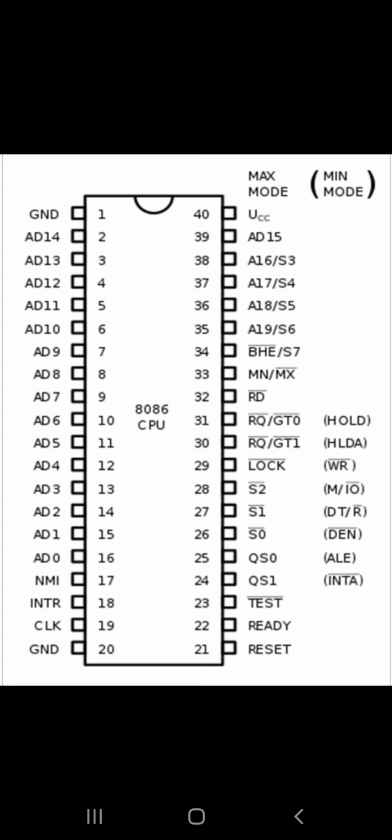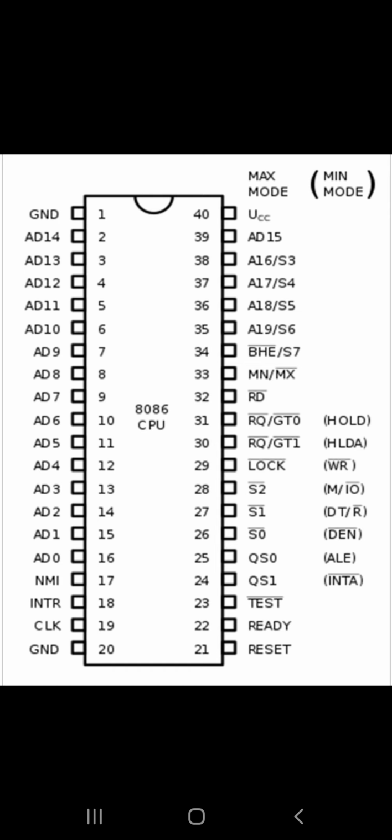So the ALE pin helps the 8086 to distinguish what is coming on these pins, whether it is an address or it is data. Next thing is, every microprocessor or every logical device needs a clock to operate. Now, what is the use of clock? Clock is used for synchronizing various internal processes of the microprocessor.